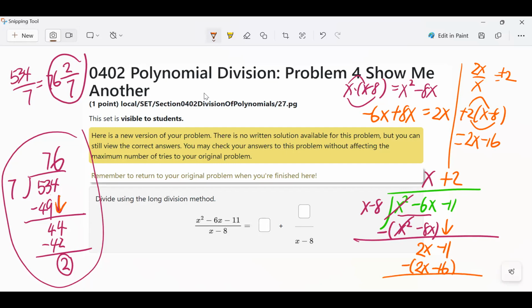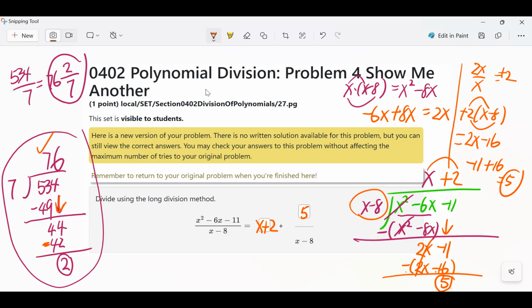Now same thing, we put the subtraction, just like the subtraction here. So we cancel the 2x, and we get minus 11. Minus a negative turns into positive, so minus minus becomes plus 16. So it's 16 minus 11, which is 5. So the remainder is 5. The answer is: the quotient is x plus 2, just like 76 is the quotient. You put x plus 2 in front, and then the remainder is 5, so you put 5 over the divisor x minus 8.